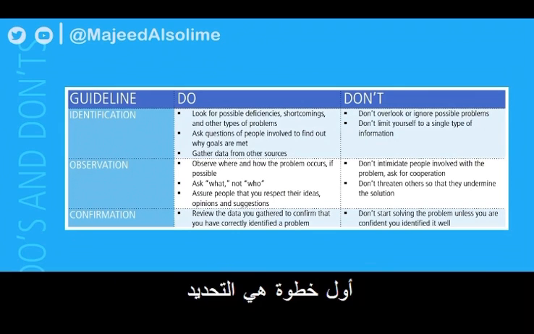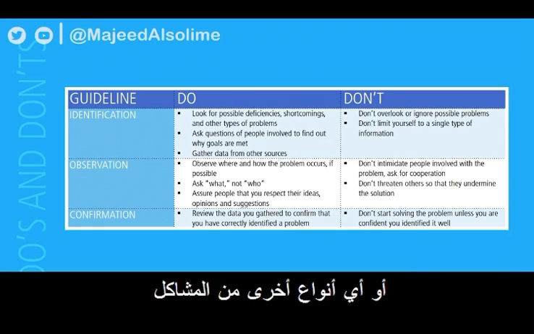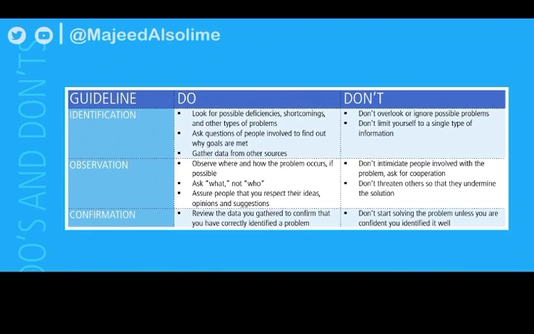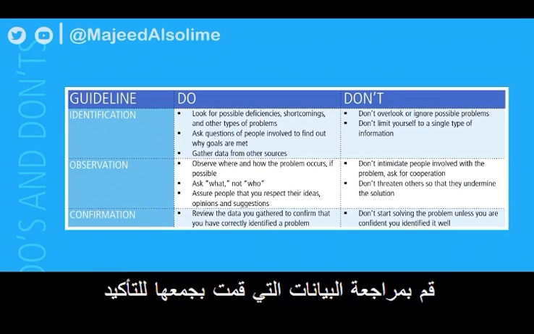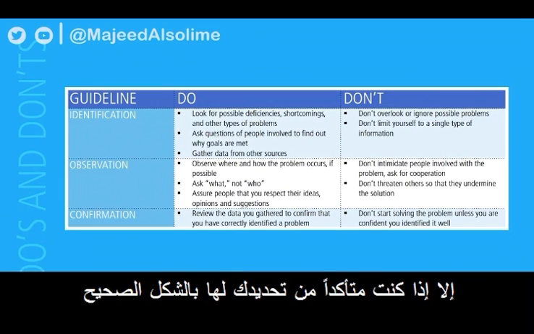First, identification. Look for possible deficiencies, shortcomings, and other types of problems. But don't overlook or ignore possible problems. Observation. Do ask what, not who, and don't threaten others so they'll undermine the solution. And finally, confirmation. Do review the data that you've gathered to confirm that you have correctly identified the problem, but don't start solving the problem unless you are confident that you have identified it well.